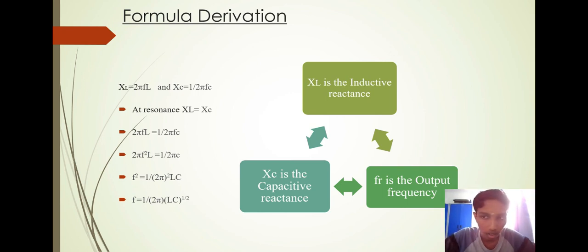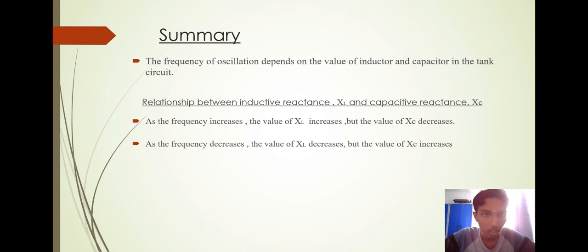Okay, let's go to another slide. This is the summary of the Armstrong oscillator. The frequency of oscillation depends on the value of the inductor and capacitor in the tank circuit. The Armstrong oscillator is an LC oscillator. It operates in the high frequency range. In order to work in a high frequency range, we use the tank circuit. In the tank circuit, we have two components, that is inductor and capacitor.